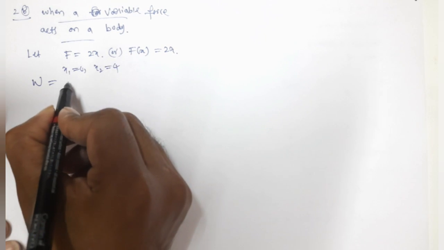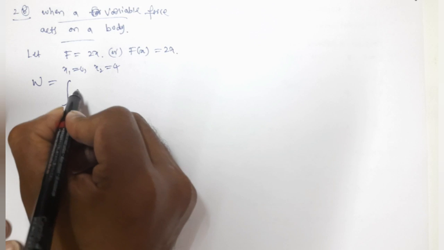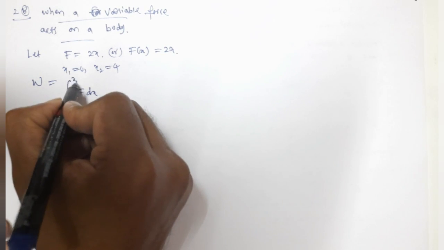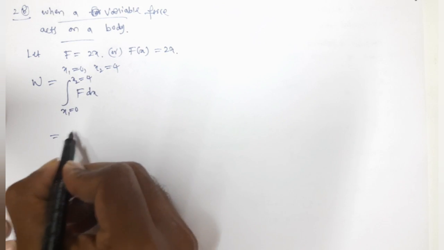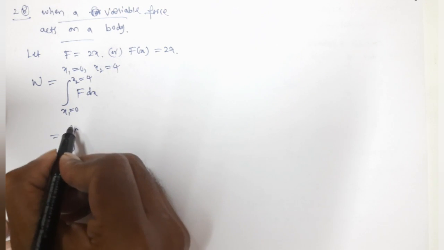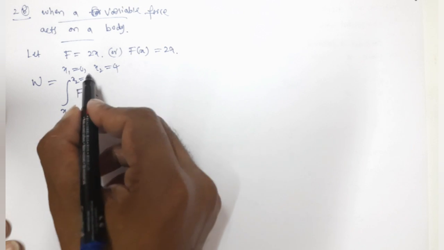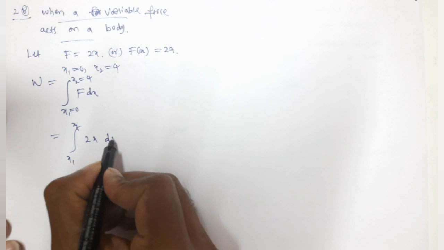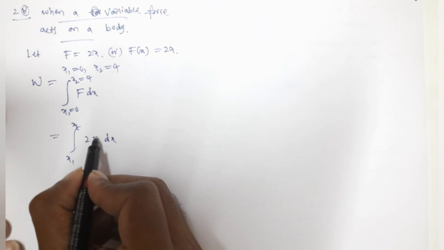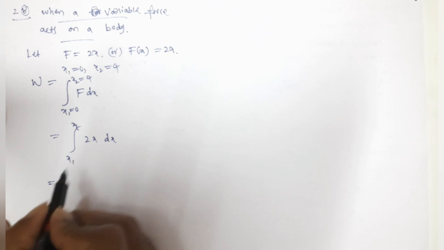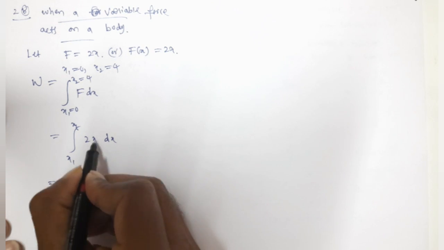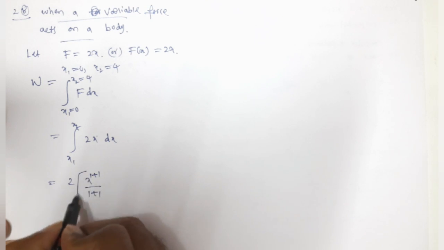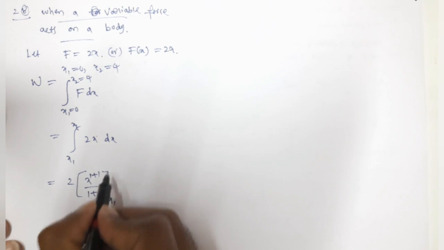So work done is equal to, what is the formula we use, integral F dx, lower limit x1 equal to 0 and x2 equal to 4. Integral x1 to x2, we need not write these values every time. F dx, what is F? 2x dx. So 2 into x power how much is there? 1 is there, right? So we write 2 x power 1 plus 1 divided by 1 plus 1. Now we apply limits x1 x2.